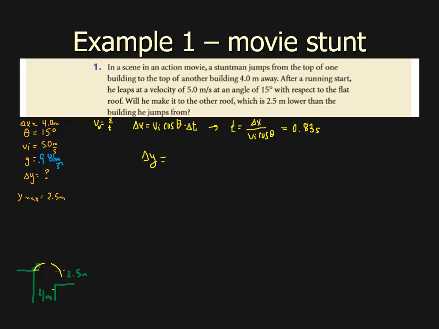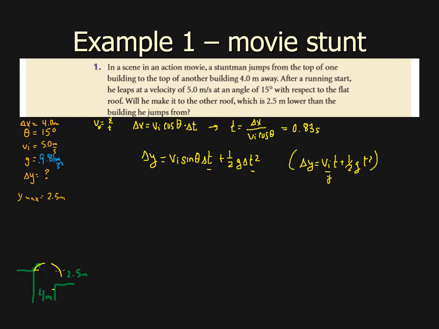So delta y. Well, delta y is equal to the initial velocity times the sine of the angle multiplied by the time, plus 1/2 g delta t squared. Remember, this is simply a variation on delta y equals v_i t plus 1/2 g t squared, allowing for initial velocity in the y direction. So that's all that is. That's a substitution. We now have all these values, and we couldn't use this until we solved for the time.